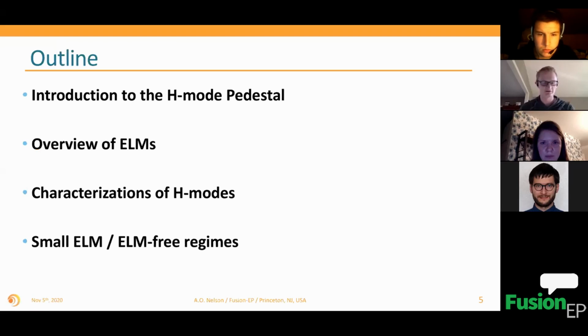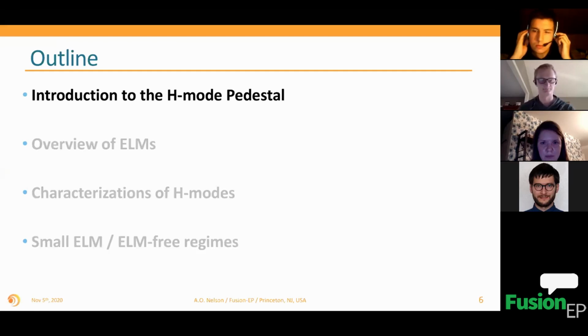So with that little introduction, here's an outline of the talk. We're going to do a better introduction to the H-mode pedestal, why it's important, what it is, and then we'll talk a bit about ELMs, and I'll explain what ELMs are later. And then moving on, I'll do a brief characterization of H-modes and small ELMs and ELM-free regimes. And so that's how this will go.